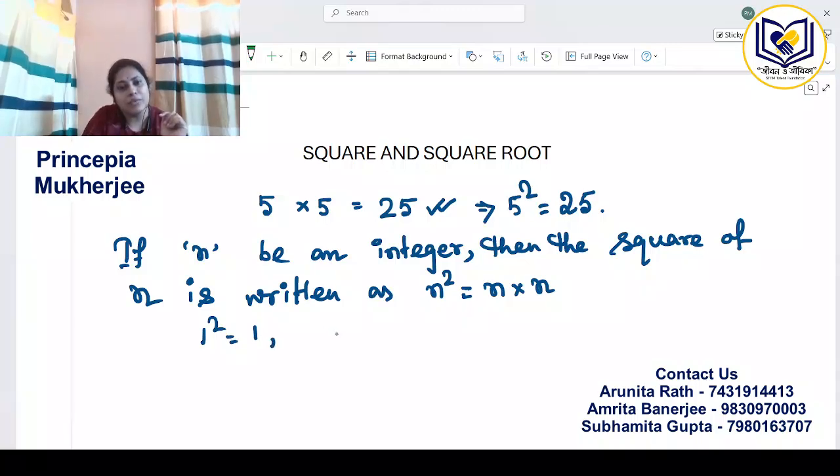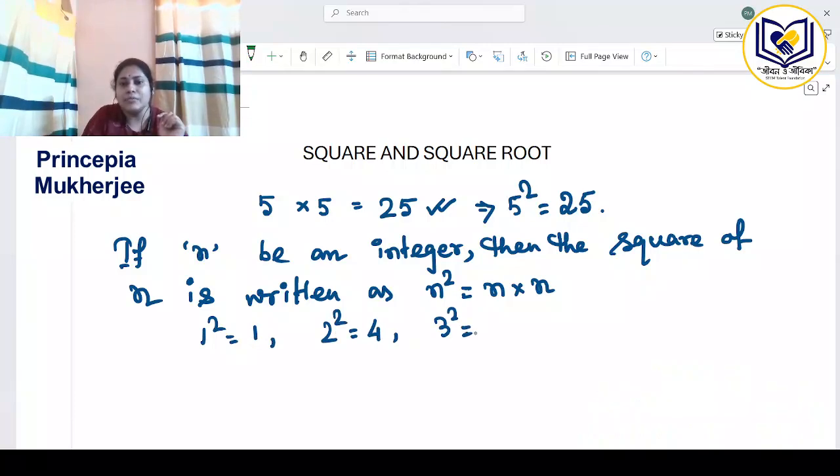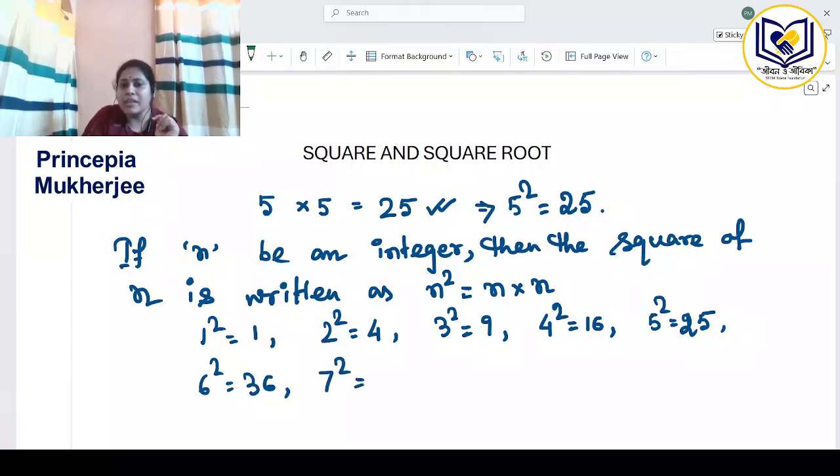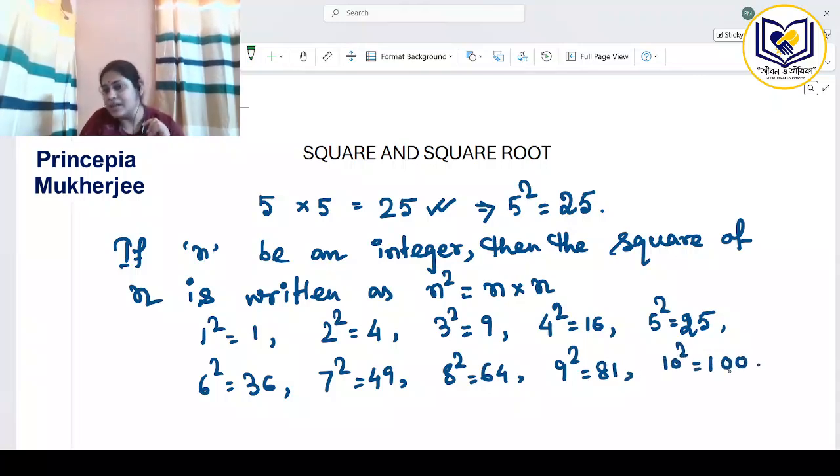1 square is equals 1, 2 square is equals 4, 3 square is equals 9, 4 square is equals 16, and 5 square is equals 25, and 6 square is equals 36, 7 square is equals 49, 8 square is equals 64, 9 square is equals 81, and 10 square is equals 100.